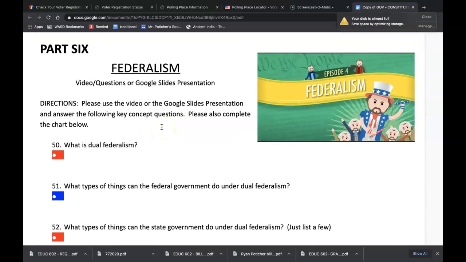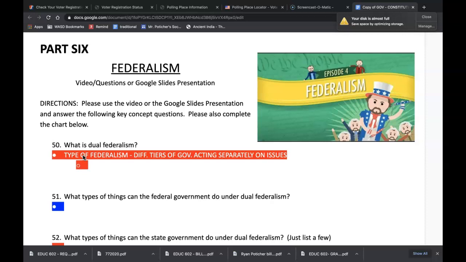I'm referring to part 6, of course. Please remember to type down any content that is conveyed to you during this part and/or side talking points for full credit. Dual federalism is a type of federalism that exists as mandated by the Constitution, which basically involves different tiers of government acting separately on issues. In a sense, you still have federal government, state government, and local government, but these three different tiers act as their own entities on certain issues, topics, and matters of concern.